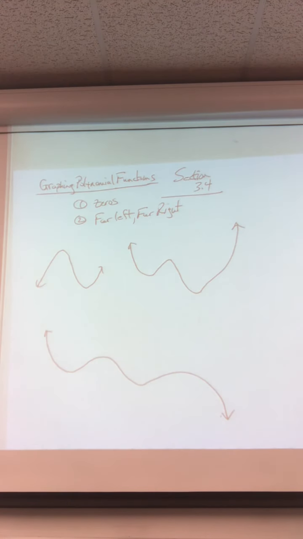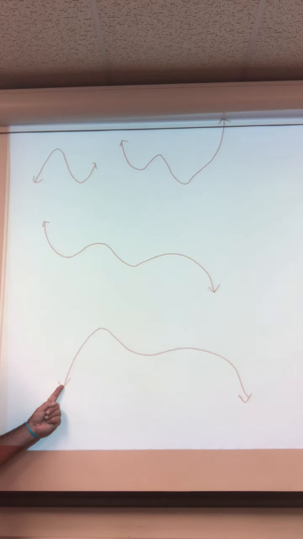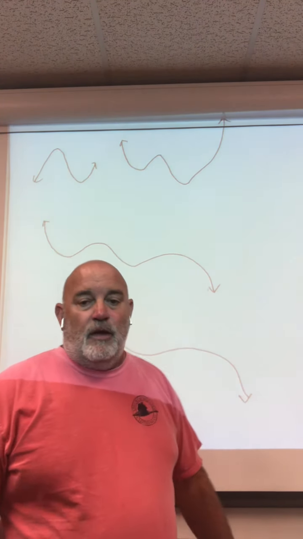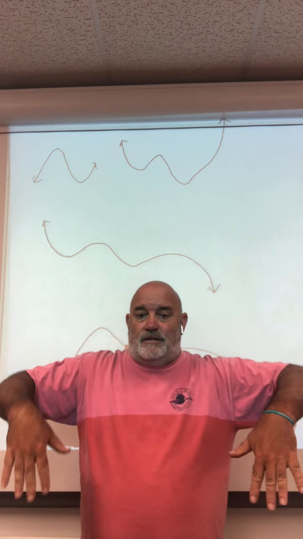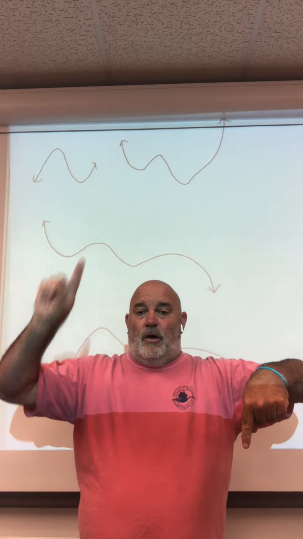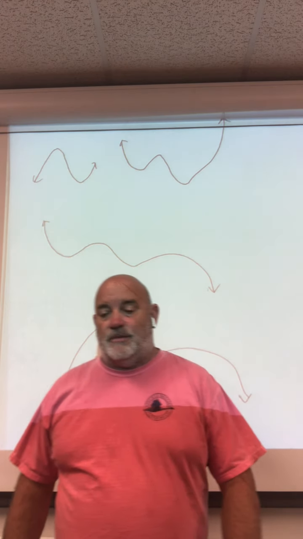And this one right here, the far left behavior is down and the far right behavior is down. So either they do this or this. They either both go up or they both go down, or one goes up and one goes down, or vice versa. Those are the 4 options.